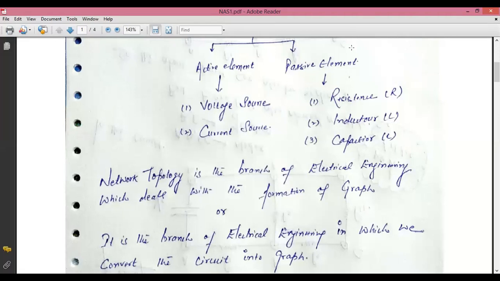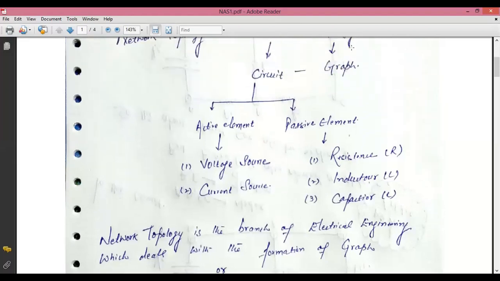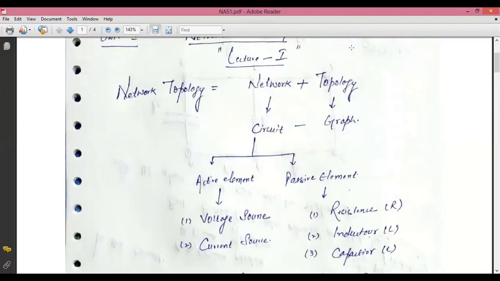Okay. Now, the question is, I have discussed here that network topology is basically equal to network plus topology. I know that network means a circuit and topology means graph. So the question is, what do you mean by circuit? What is a circuit? You must have read in BEE what a circuit is. A circuit is nothing but the combination of some active elements and passive elements.